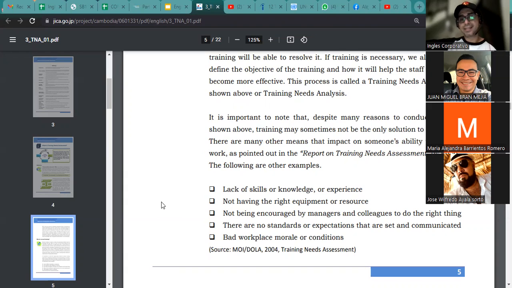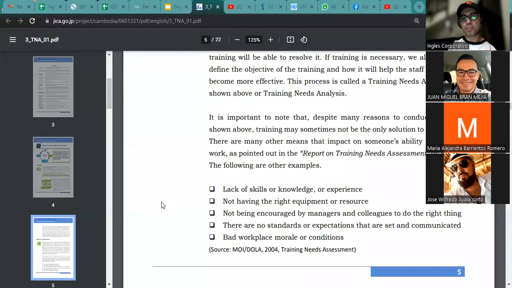For example, the first one says lack of skills or knowledge. That is training related. Or experience. Experience is a little bit different because you need to go and practice and do things, right? And the next one is very interesting as well. Not having the right equipment or resources, that is a big problem. Maybe you have the knowledge and the experience, but if you don't have the software or the equipment, well, of course. All things necessary to do a job. Exactly. So that is important as well, right? It's not only the knowledge, but everything.